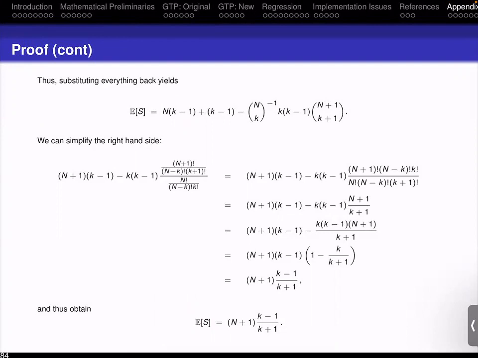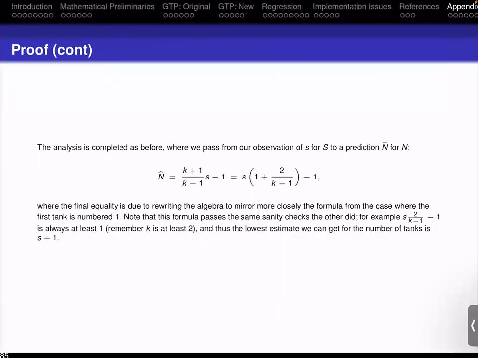And we get, very nice at the end, the expected value of the spread is just n plus 1 times k minus 1 over k plus 1. Well, we can then solve for n hat, similar as before, and we get s times 1 plus 2 over k minus 1, minus 1. So again, it's very similar to what we did before. The algebra becomes more involved, which is not surprising, but what's wonderful and not at all clear initially is that there is a good closed form expression at the end of the day.